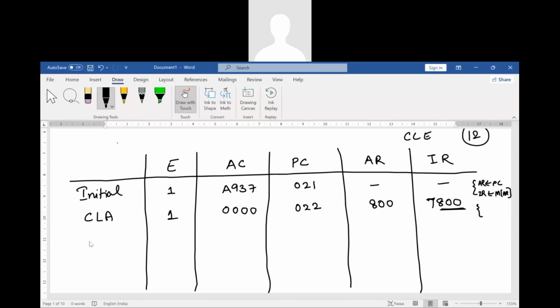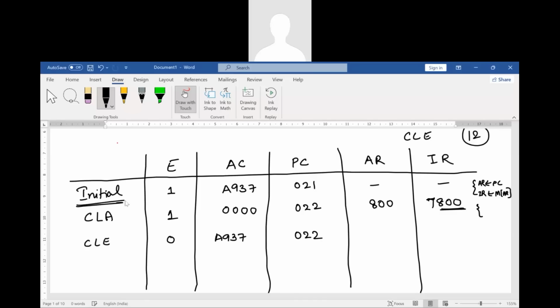Now let us move on to the next instruction, CLE. CLE stands for clear E. If the value of E is 1, we make it 0. The value of AC would remain unchanged, the same A937. We are not making any changes on the accumulator. Then the value of PC, which was 021, will become 022.